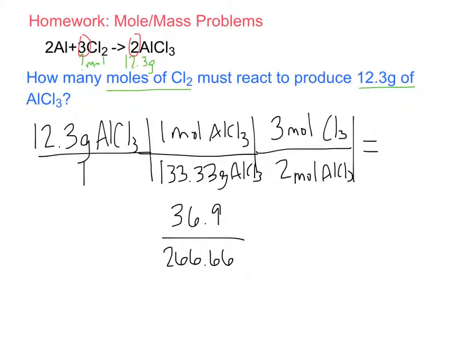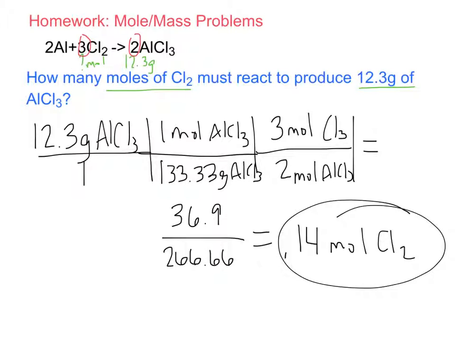To do the calculation, we multiply across the top and get 36.9. And to multiply across the bottom, we get 266.66. We then need to divide this divided by this. And when we do that, we end up with 0.14 moles Cl2. If we look at the equation, we see that our grams have canceled, our moles of AlCl3 have canceled, and we are left with moles of Cl2.